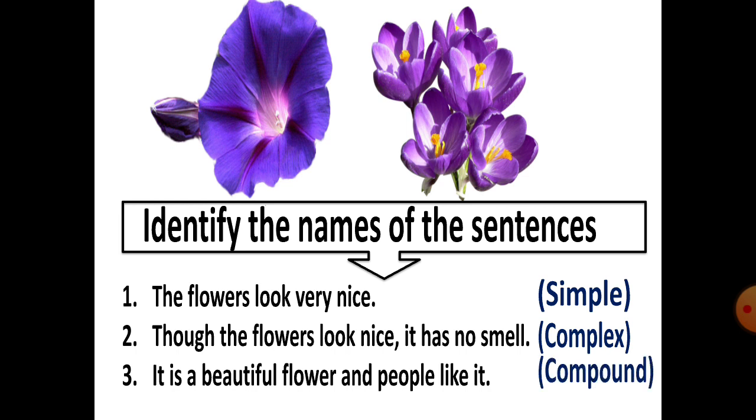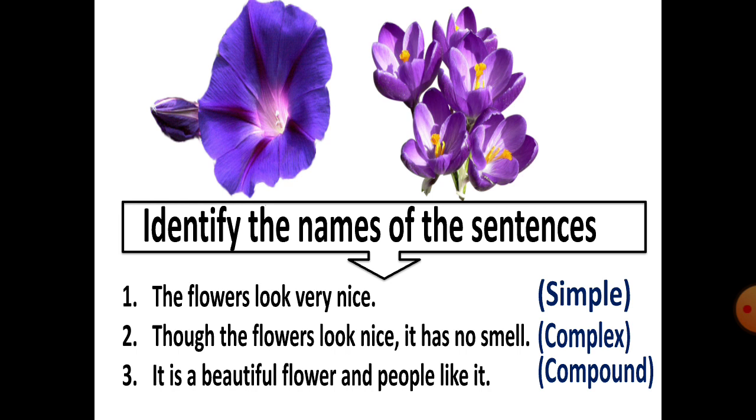Why? Because of the structure of these three sentences. First one very simple, one subject, one verb. Second one, though the flowers look nice, it has no smell. There are two parts in this sentence. One is independent but another one is dependent on the first one. That's why this type of sentence is called a complex sentence.